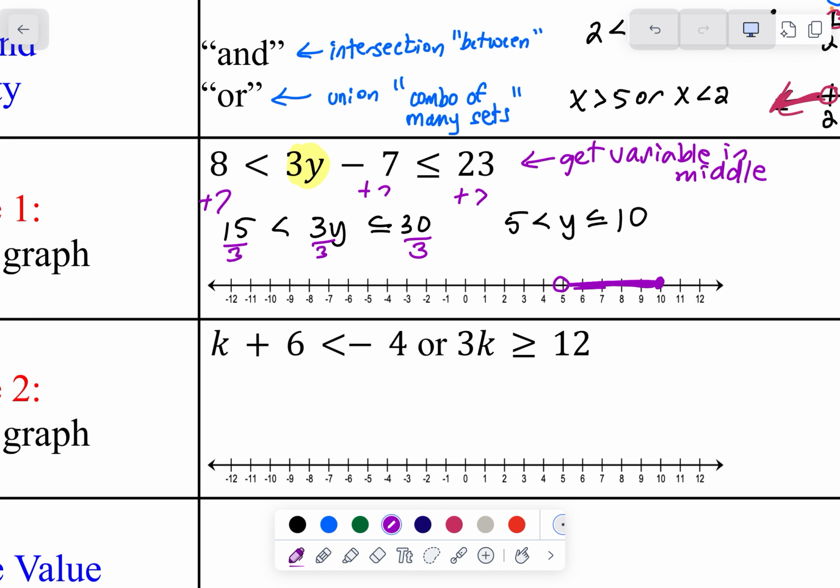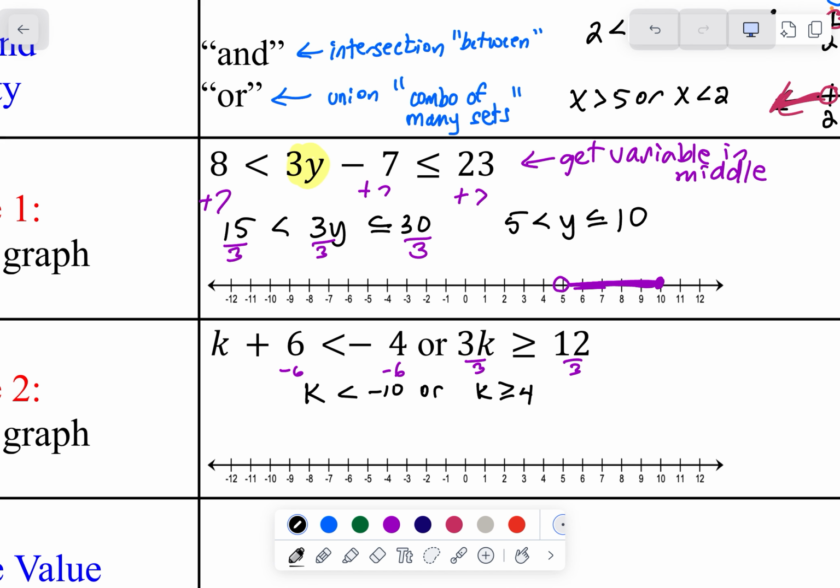You good? Okay. Now, example 2, you'll notice it has two distinct inequalities with the word or between them. You're going to solve each one independently. So like our first one, I would subtract 6 from both sides. We get that k is less than negative 10. And then write the word or again. If we look at our second one, to solve that, we would divide both sides by 3. And we get that k is greater than or equal to 4.